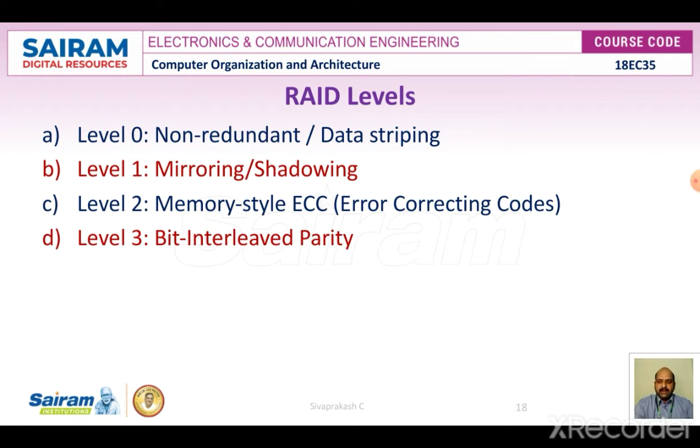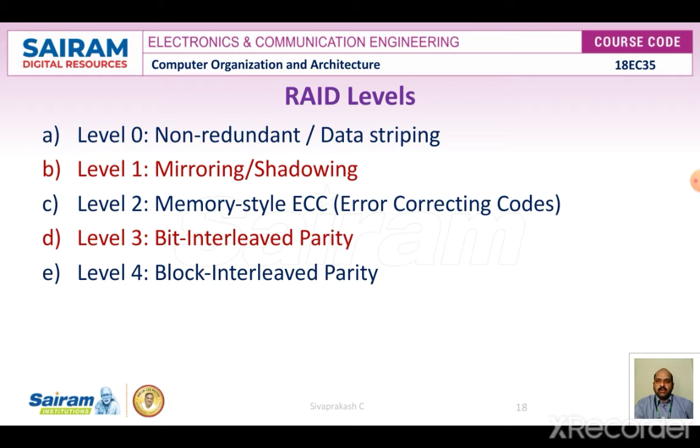Next one, level 3, bit-interleaved parity, which uses only a single extra disk for storing the parity information. Conceptually, the data is stored on the disks interleaved on a per-bit basis. If a single disk fails, the rest can be used to recover its data. Here, each write accesses all the disks including the parity disk. For each read, all but one extra disk is going to be accessed.